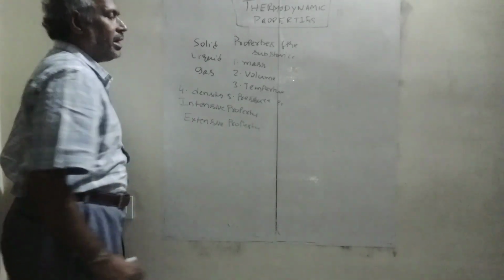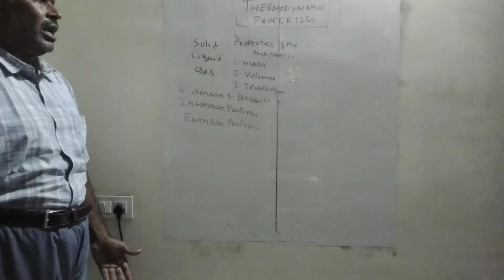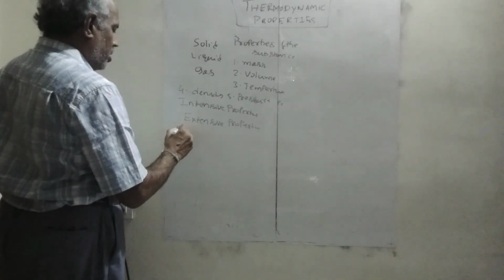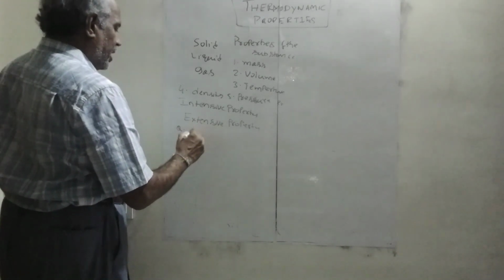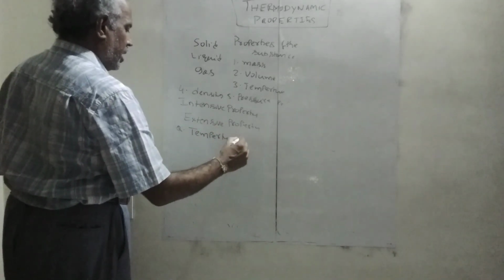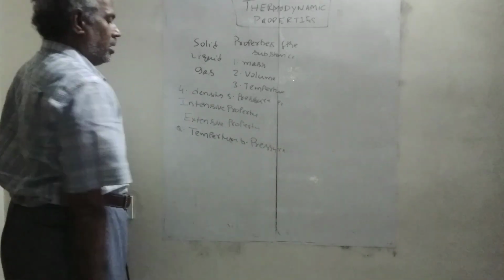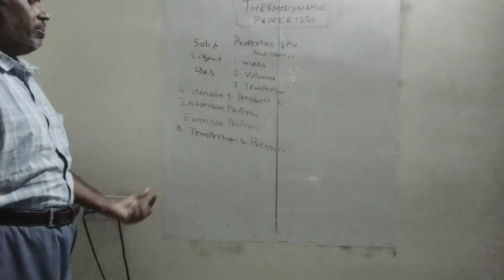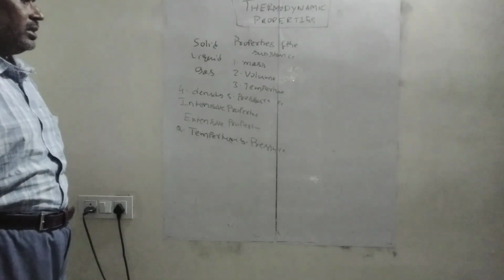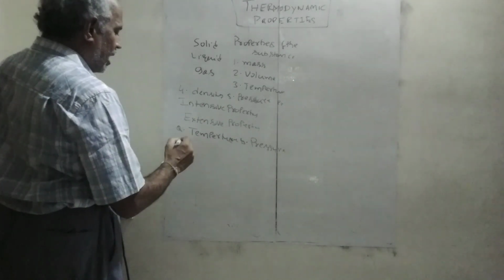The intensive properties are independent of mass. That means they do not depend upon the mass of the substance. Examples of intensive properties are temperature and pressure. So whatever the mass may be, they will have a uniform temperature and a uniform pressure at any point of the substance. The extensive properties depend upon the mass.